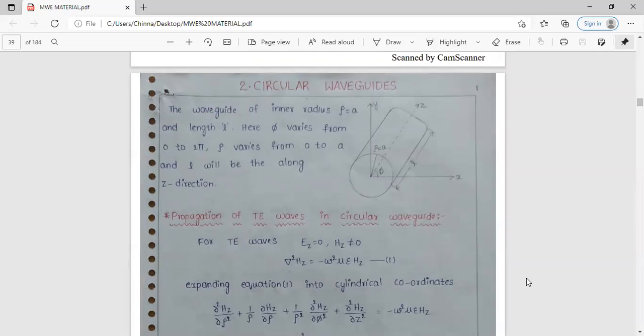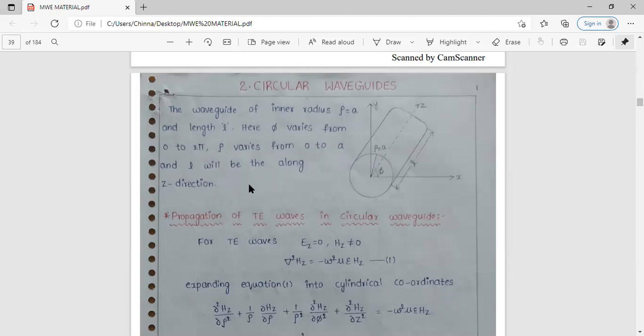Instead of XYZ, the coordinate system will be changed. Here the inner radius of the waveguide is rho, that is equal to a. This is the radius of the circular waveguide, and the length is L. Here phi varies from 0 to 2 pi, rho varies from 0 to a, and the length will be along the z direction.